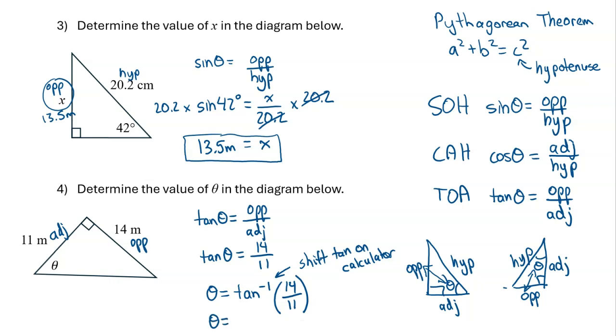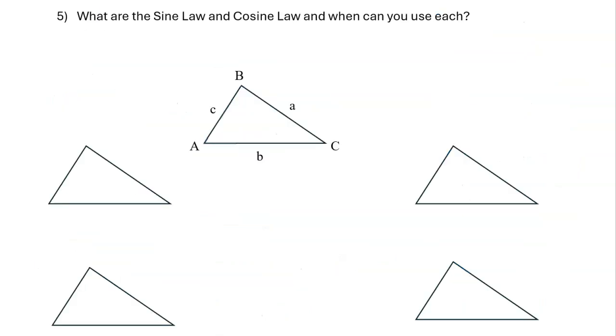We can't just divide by tan because it's operating on the theta. So this undoes the theta operation. And when we put that in our calculator, we get 51.8 degrees. And that should make sense because if the angle is bigger than 45, the opposite should be longer than the adjacent side.